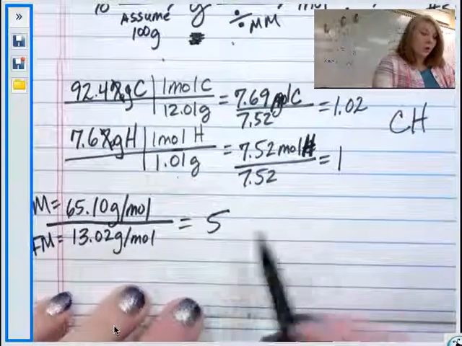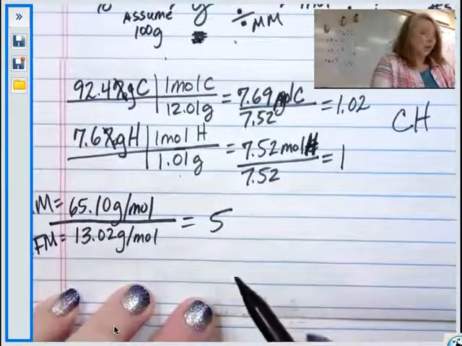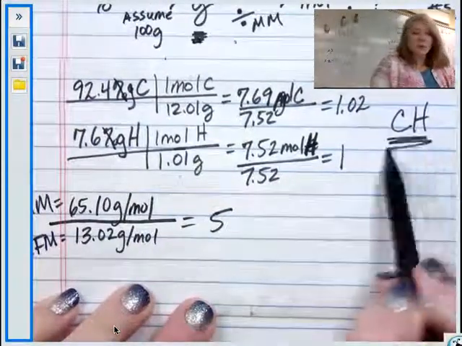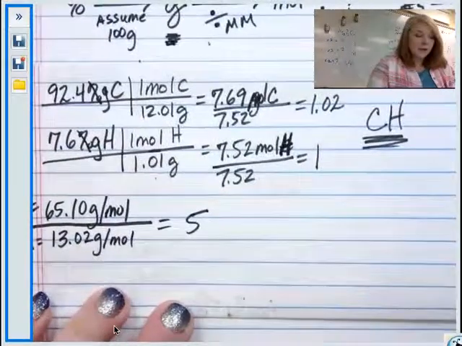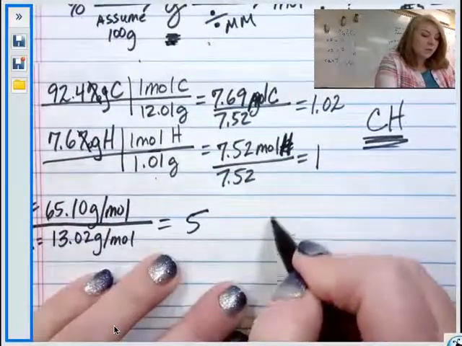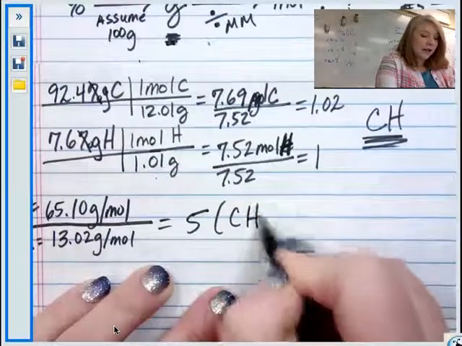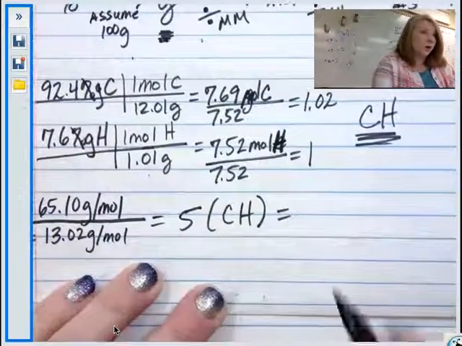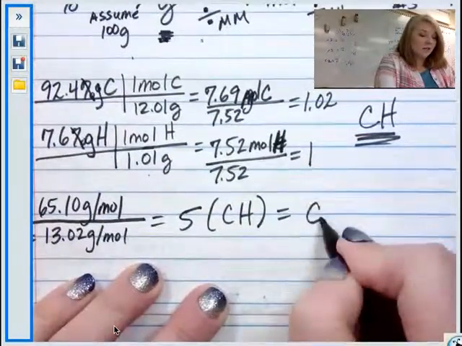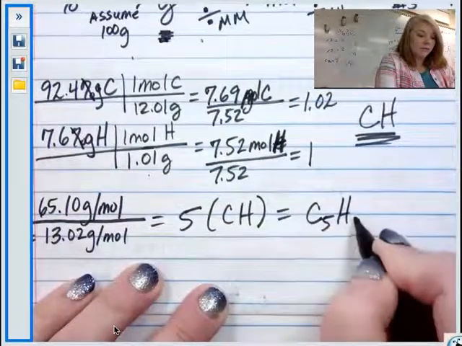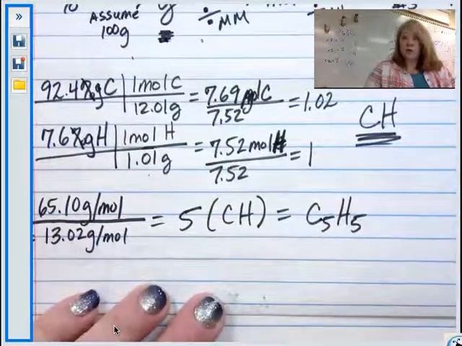Okay, so what are we going to do with that 5? We use it to write our true molecular formula. So our simplest formula was CH, okay? And so now we're just simply going to multiply 5 times the CH. So our new formula, or our true formula, is C5H5. That is our molecular formula.